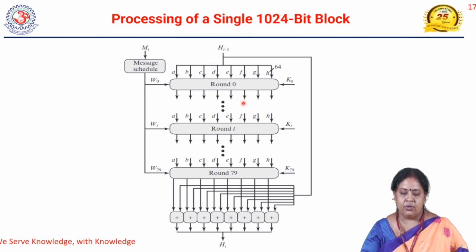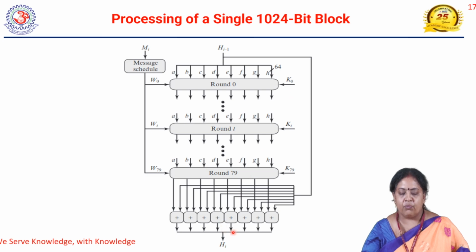Like that, it goes on up to the 80th round. That is round 79. So the output of round 79 is added. And what is this addition? Modulo 2 power 64 addition with the previous hash buffer, which is represented as 8 64-bit registers, and we are going to get the hash code Hi, which will be given as input for the next block. Like that it follows up to the nth block.